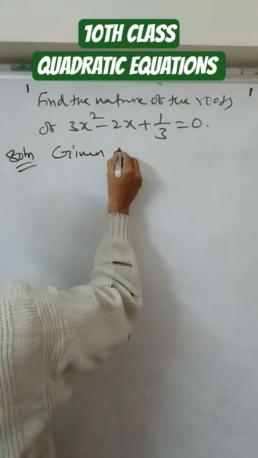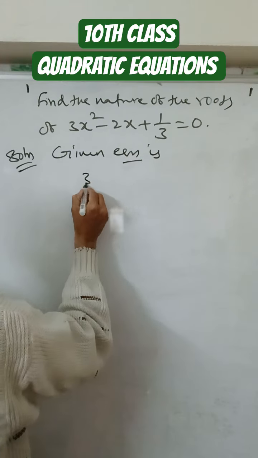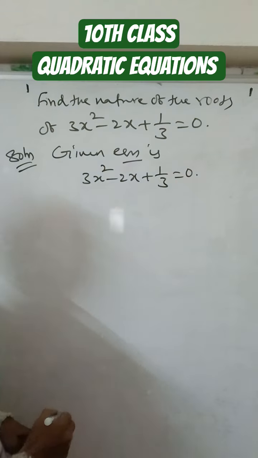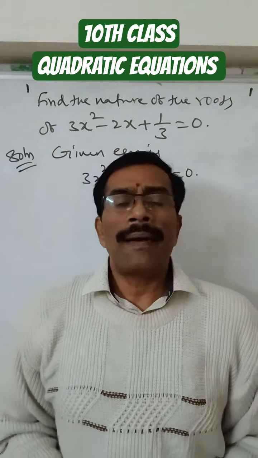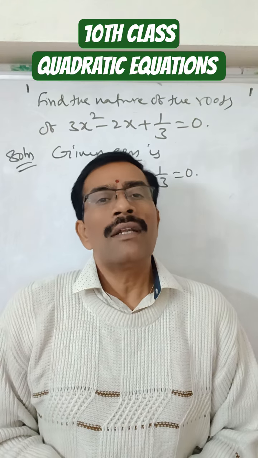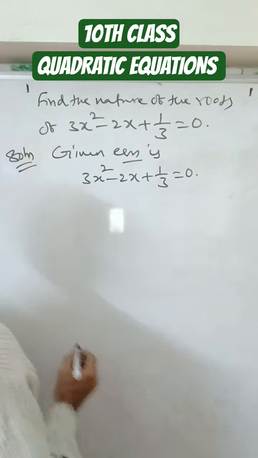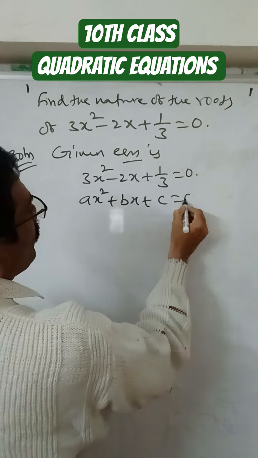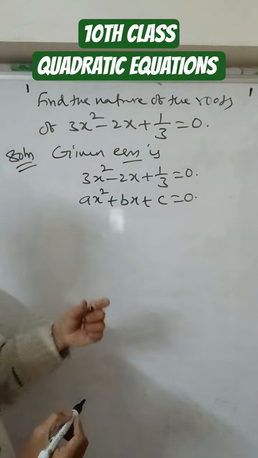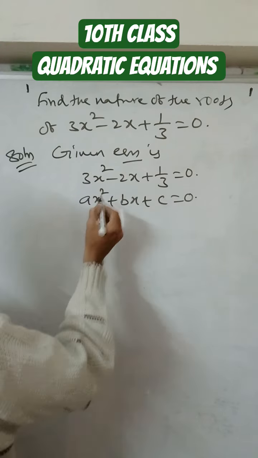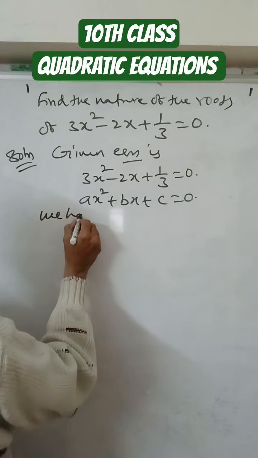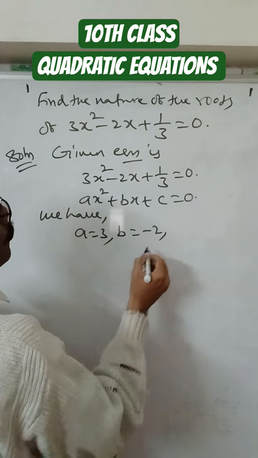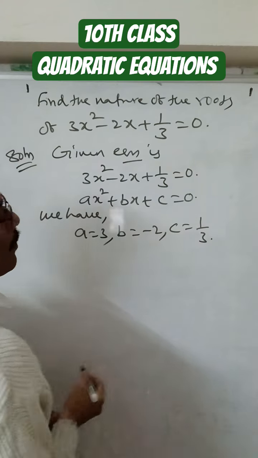Given equation is 3x square minus 2x plus 1 by 3 is equal to 0. Okay, first you compare the given equation with the general quadratic equation. What is the general quadratic equation? Ax square plus bx plus c is equal to 0. This is the general form of the quadratic equation. So compare these two. You will get, we have a is equal to 3, b is equal to minus 2, c is equal to 1 by 3.